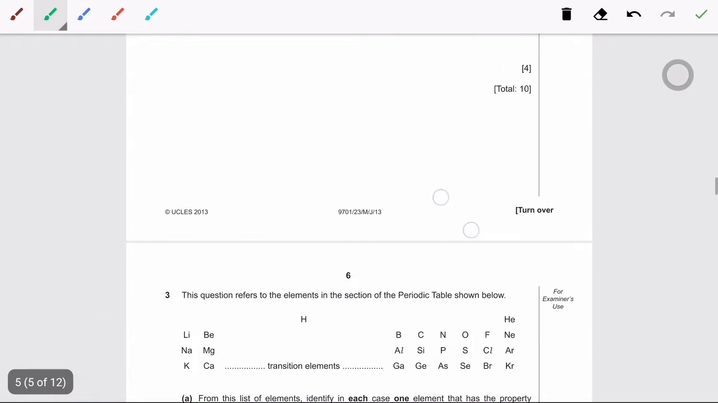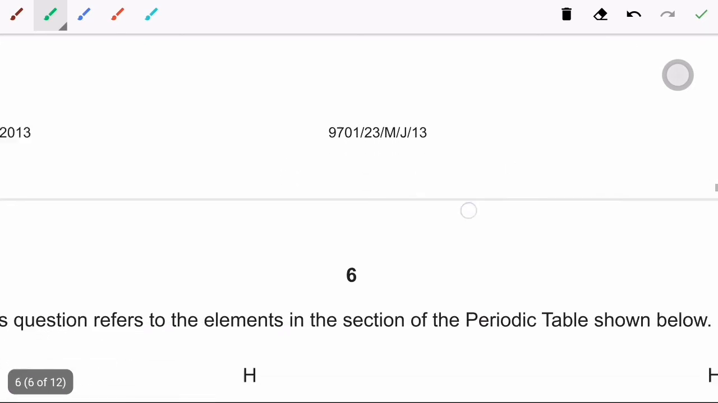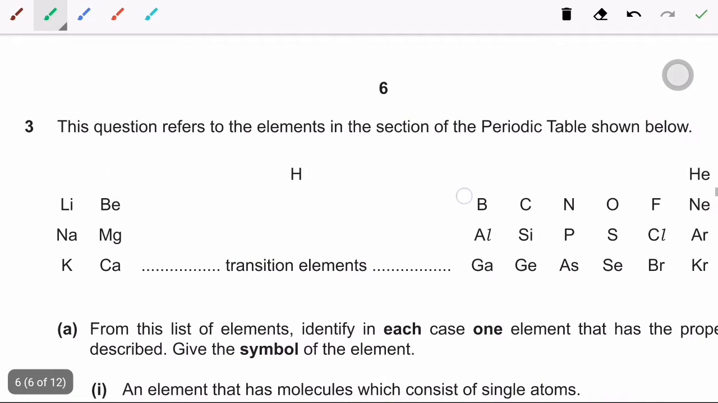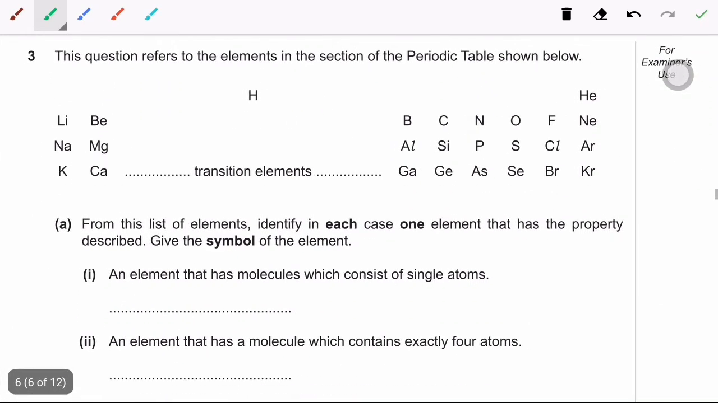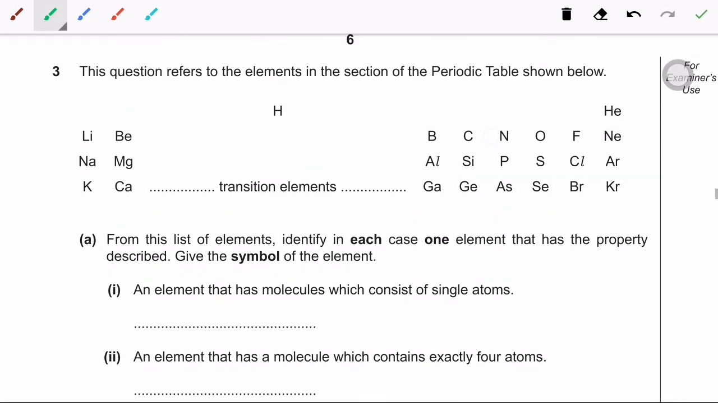Question 3, Chemistry A level paper 23, May June 2013. This question refers to the elements. This is a very common kind of question, as I mentioned in the last video. Identify in each case one element that has the property described. Give the symbol of the element. They will ask for the symbol, so do not give the name. It's the same as if I asked you for chocolate and you give me a candy, right?